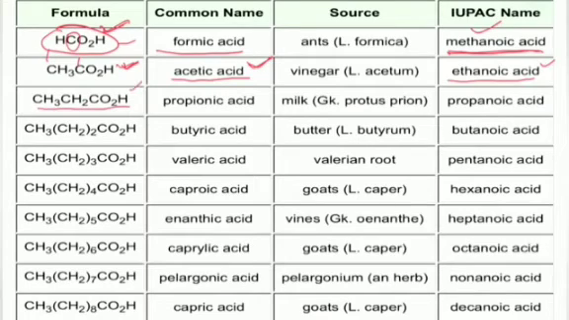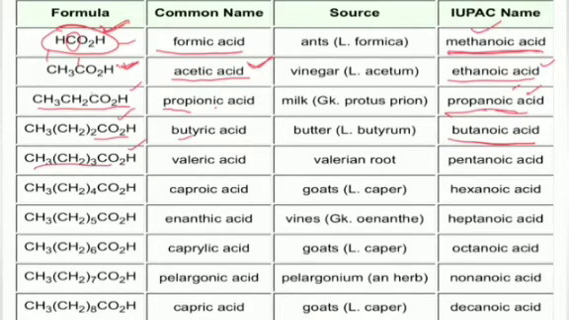And coming to this one, 3 carbons are present. So the common name for this compound is propionic acid. And what is the IUPAC name? That is propanoic acid. Propionic acid is the common name, propanoic acid is the IUPAC name. And what is the common name for this compound? It is butyric acid. And what is the IUPAC name? That is butanoic acid. And coming to this one, this is valeric acid.